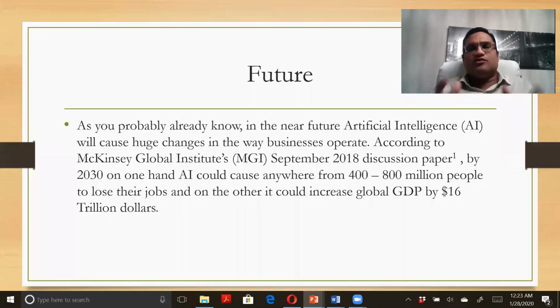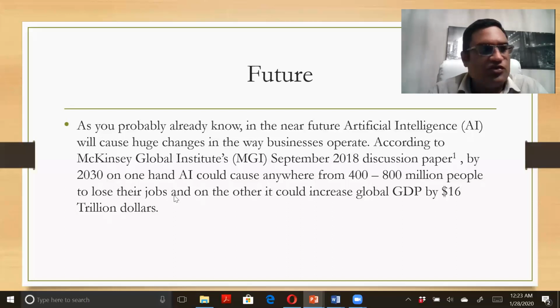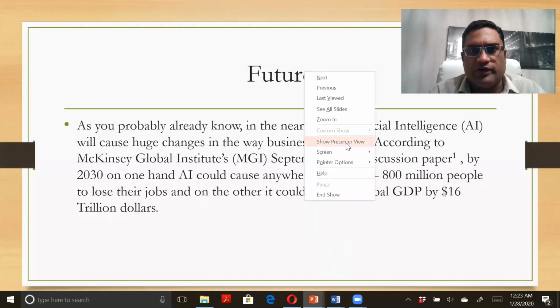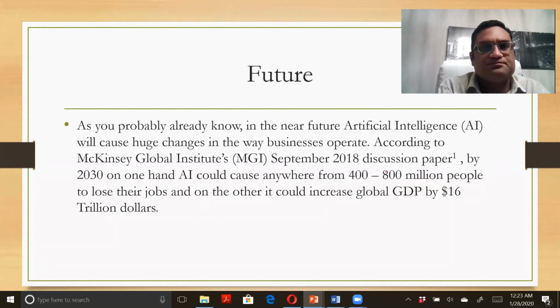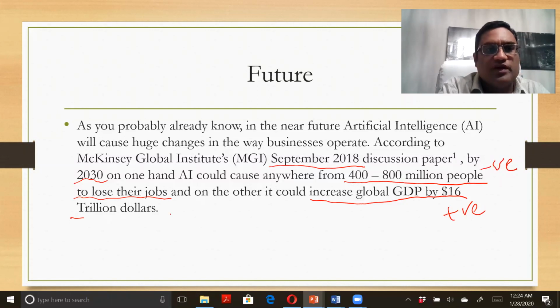So the future, see, strategy is all about future. It's about what you're going to do in the future. It's about what it is that excites you and how you're going to go about getting that. So McKinsey Global Institute has been doing lots of research on AI. And this is actually a bit dated, but still relevant. They're saying by 2030, these many people could lose their jobs. So this is the negative aspect of AI. That's the future. But if you look at the other side, the GDP could increase by $16 trillion.